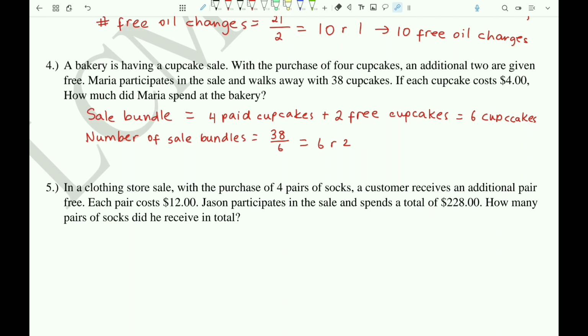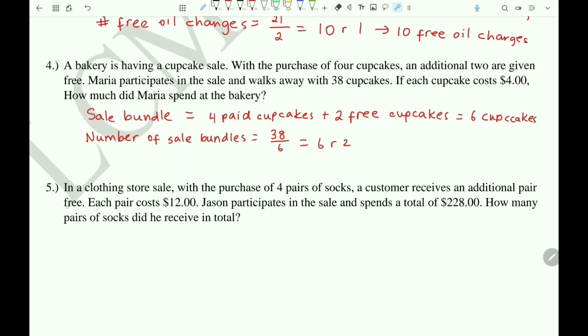So if she had bought 2 more, she would have received 2 more, right? She would have had 4, and that would have been enough to receive an additional 2 free cupcakes. So let's figure out how many cupcakes she actually bought. Now in one sale bundle, we have 4 paid cupcakes and 2 free cupcakes.